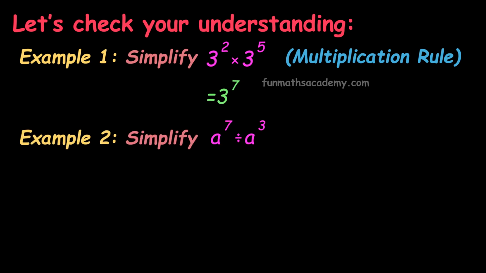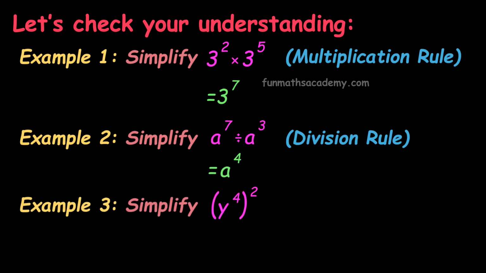Example 2. a power 7 divided by a power 3. This is a division of terms with the same base. So we apply the division rule. What do we do? Subtract the exponents. 7 minus 3 is equal to 4. So a power 7 divided by a power 3 is equal to a power 4.